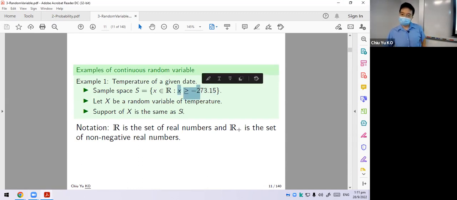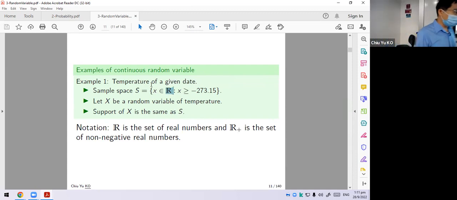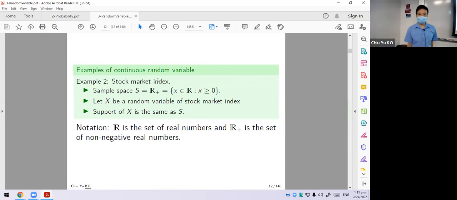zero. The notation R is called the real numbers, and R star is the set of non-negative real numbers. I put it here because it is the usual way people write it, in case some of you read a textbook and see it. We will not use it, but I want you to know how to write it. When it is stock price, that will be all non-negative numbers, so it's R plus. That is the support.